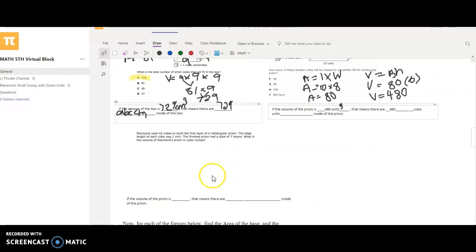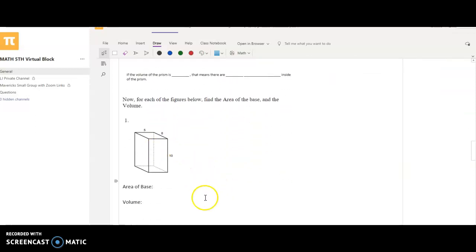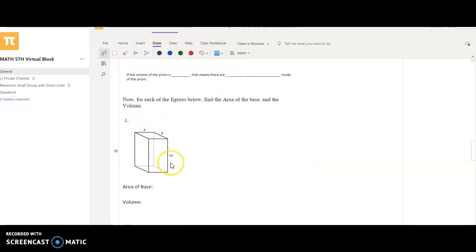Okay? Use what we had done together to solve this last problem. Be sure and fill out the sentence stem. Now, the reason I have shown you how to find the area of the base is you're going to be doing that for the bottom 8 problems. I've given you 8 rectangular prisms, and you're going to find the area of the base, and then you're going to find volume.